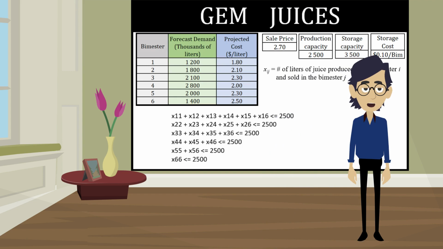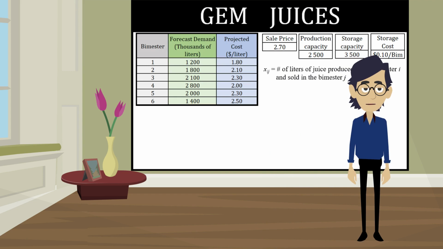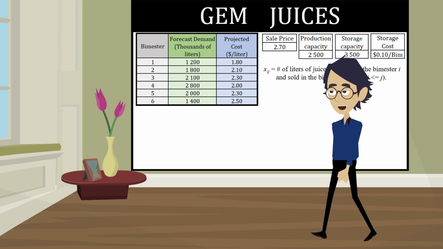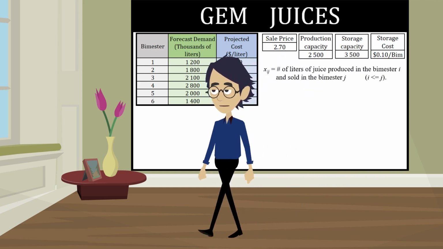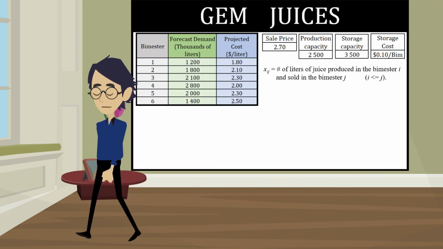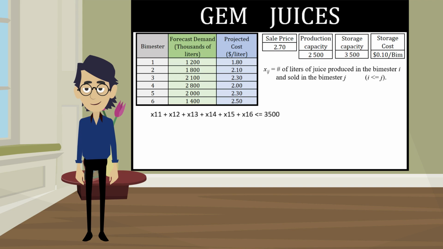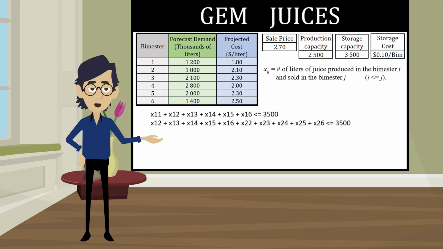Now, think about our storage constraint. Remember that our capacity includes the material that is produced and sold in the same period. I think that for the first bimester, the constraint is easy to formulate. For the second bimester, you must consider the units that we have stored in the first bimester, and those that are produced and consumed in the second bimester. I hope you can deduce the following expression.